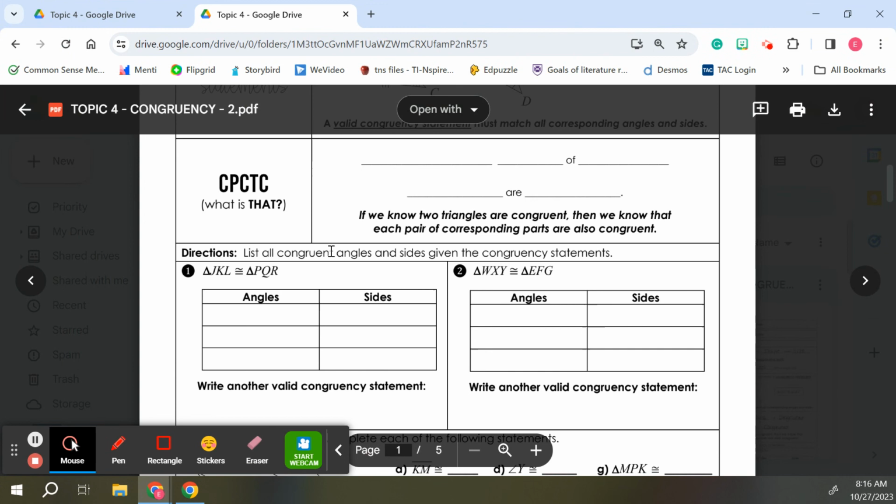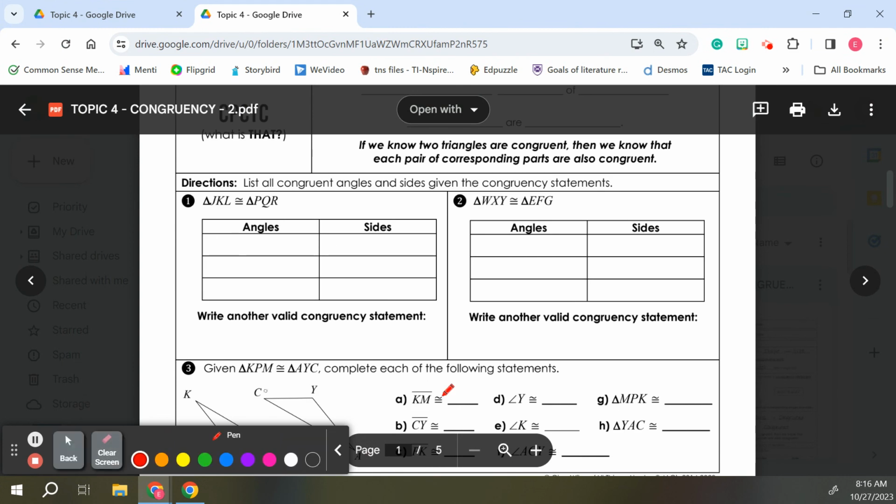So let's take a look at this first part. This says list all congruent angles and sides given the congruency statement. So we are given triangle JKL is congruent to triangle PQR, and we are just going to list the congruent parts. So in this case, the angles are pretty easy.